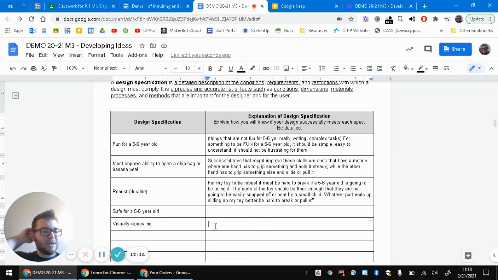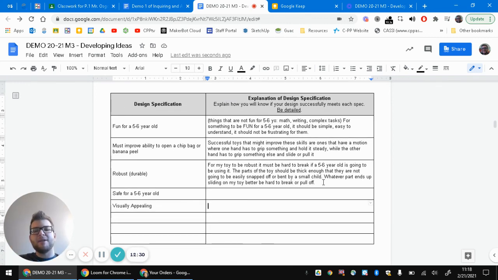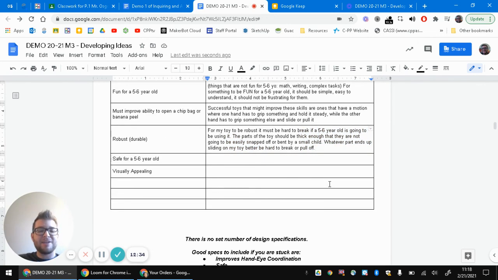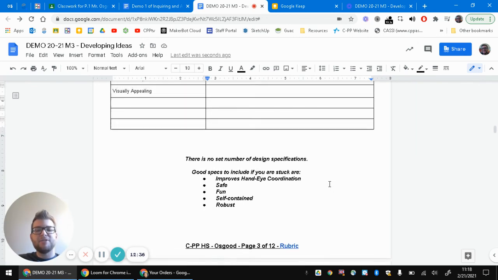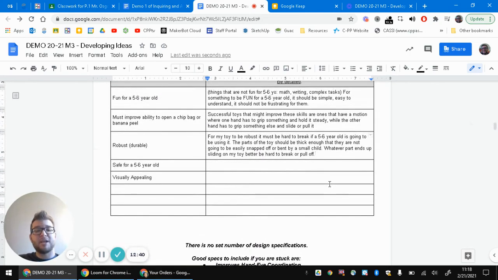Visually appealing, same kind of deal. What do you think is pretty? What do you think is ugly? All right. Think of those two extremes, and that will help you work towards the more specific thinking that you need. You can go as long on these as you want, and you can keep coming back and adding stuff to them as you go on and start to do the next stages after this of actually sketching out your ideas.